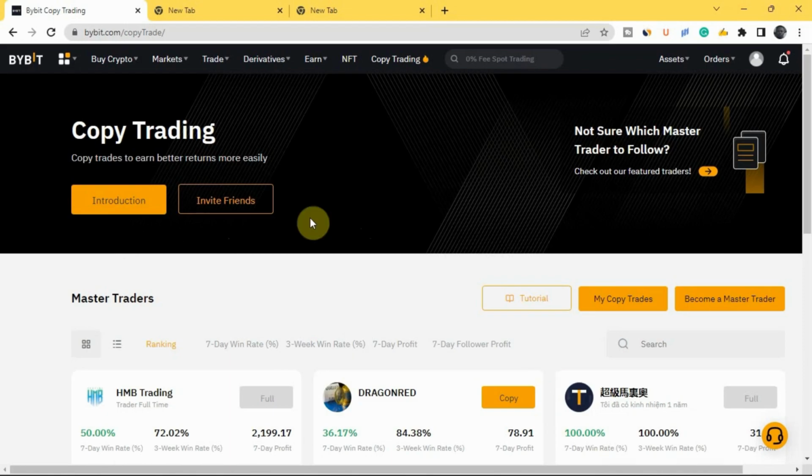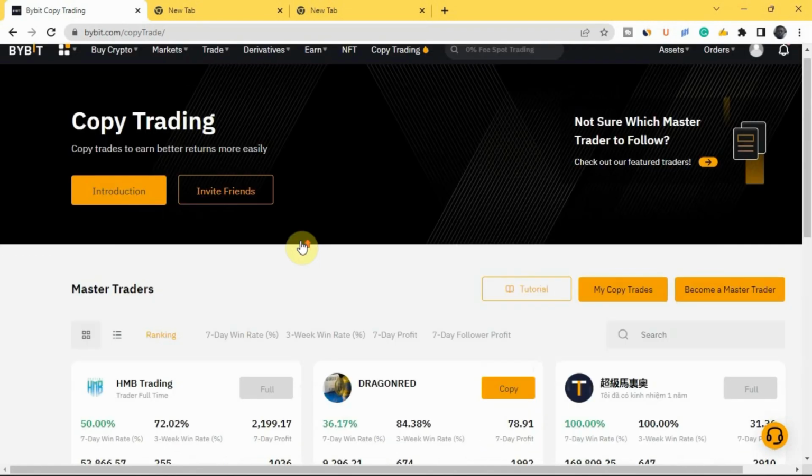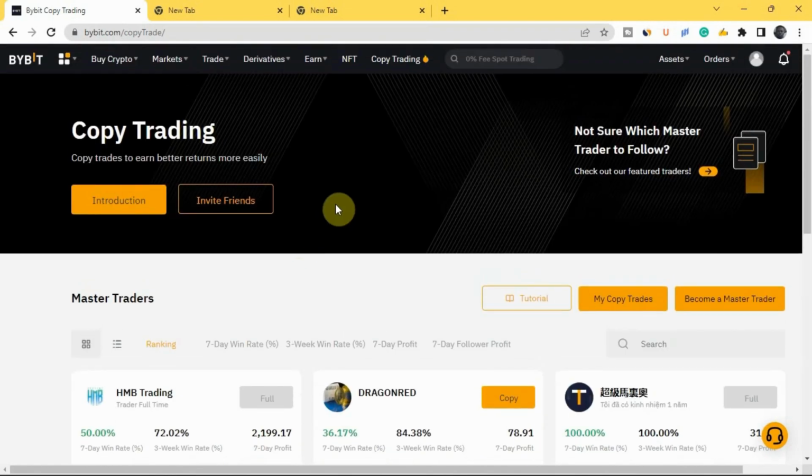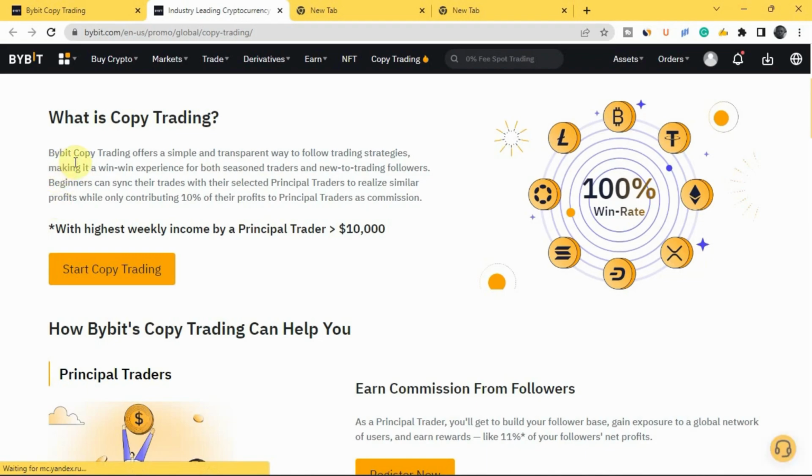So as you can see on the screen, this is the copy trading page on Bybit. Now, what is copy trading all about? As you can see on the screen, the Bybit copy trading offers a simple and transparent way to follow trading strategies, making it a win-win experience for both seasoned traders and new to trading followers. Beginners can sync their trades with their selected principal traders to realize similar profit while only contributing 10% of their profit to principal traders as commission.